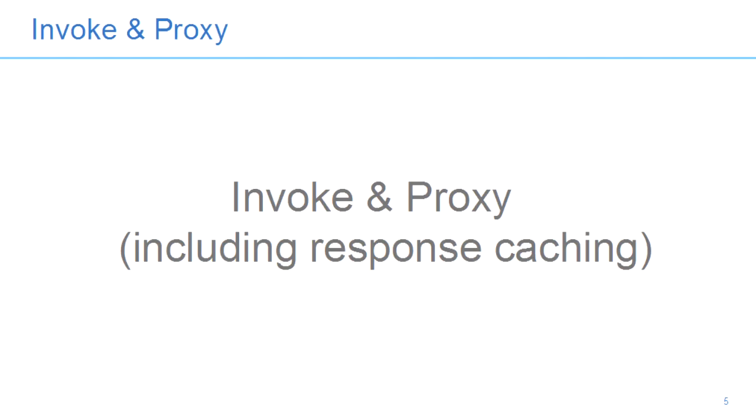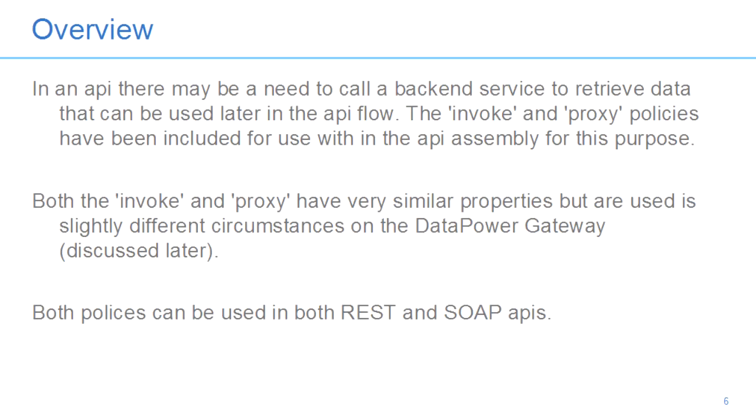So kicking off with Invoke and Proxy, which both include the response caching. For those of you that know API Manager version 4, we had a proxy policy in there, and we had several other HTTP operation policies that you could put into your assemblies, like the HTTP GET and HTTP PUT and things like that. We've left the proxy policy as it is, but there are a lot more properties on that policy, and we've combined all of the HTTP GETs and PUTs and POSTs into one Invoke policy, and you just choose the operation as part of that.